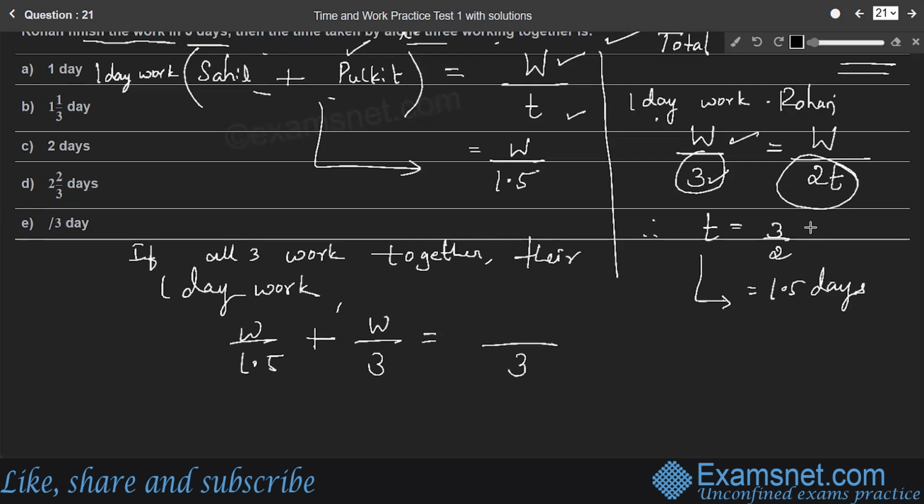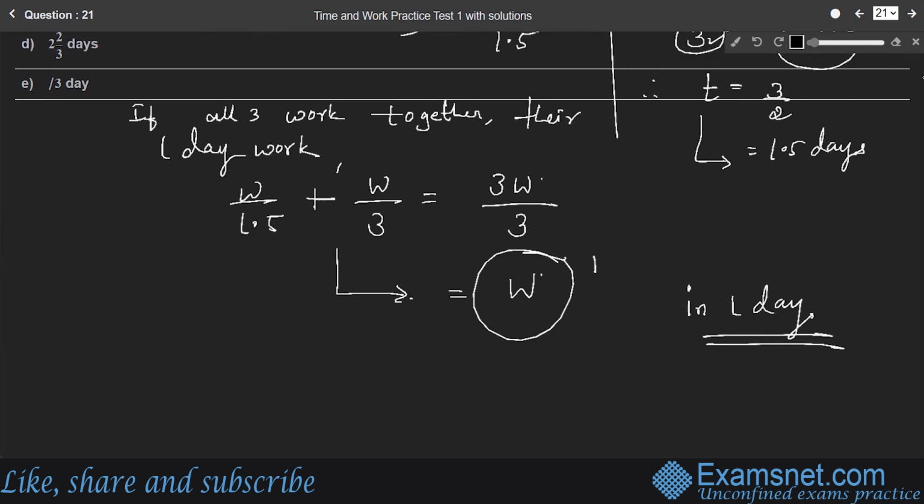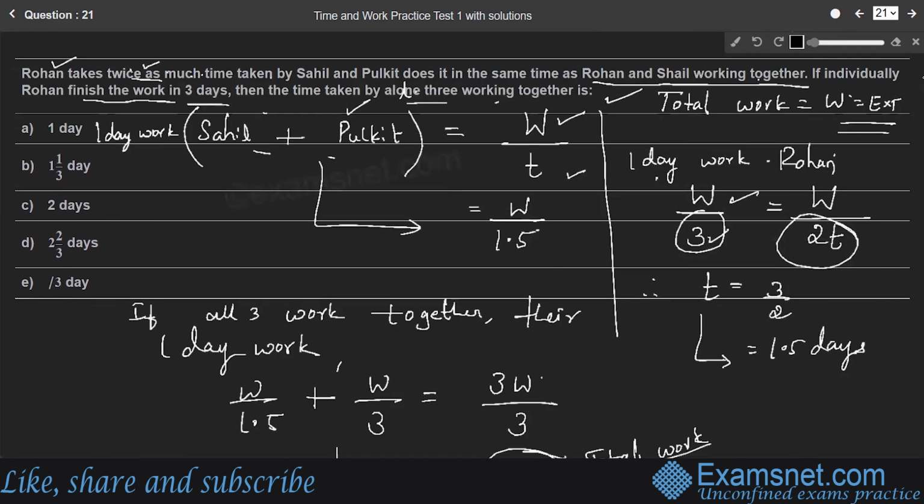Here 3 is the LCM, so 3W will be the numerator, so that we can cancel 3 and 3. So their one day work becomes the total work. That means they can finish the total work in one day. If their one day work is the total work, they can finish the total work in one day. Therefore, coming back to the question, if all three of them work together, they take only one day to complete the whole work. So option A is the right answer.